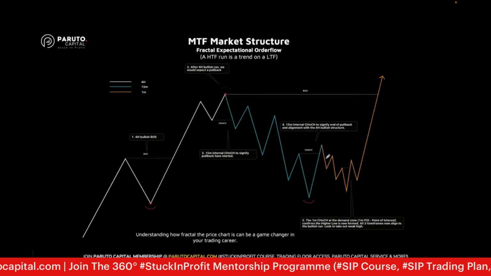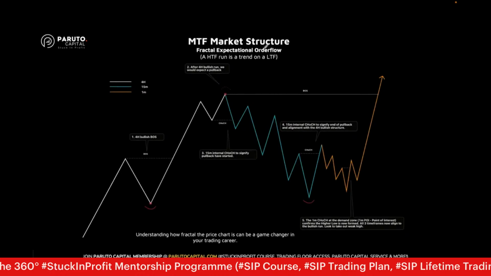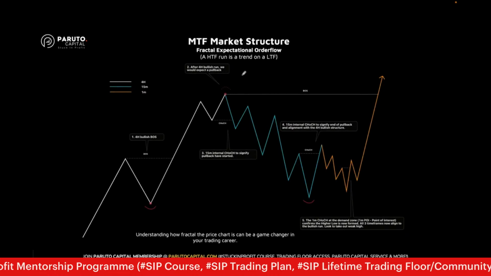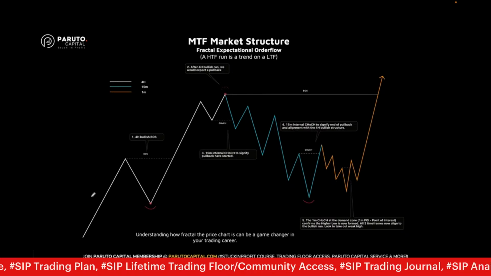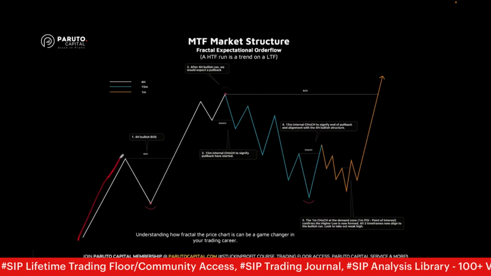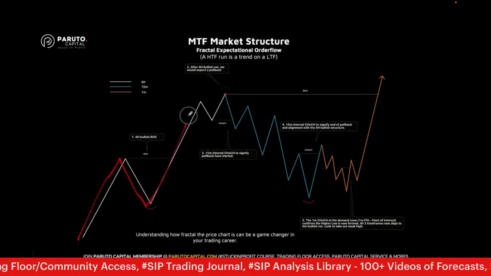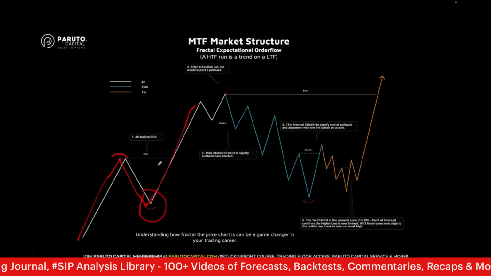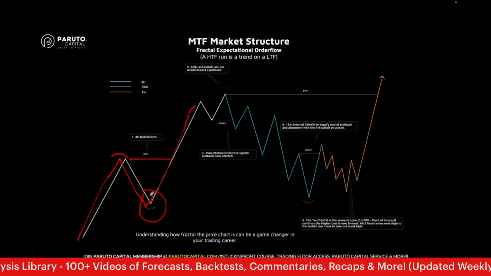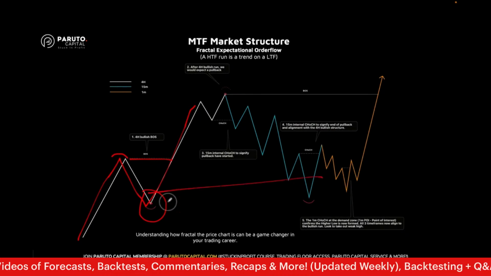All right, so look at this example again. The fractal expectational order flow: a high time frame run is a trend on a lower time frame. I have emphasized it severally. So you see this move here on the 4-hour, and then a pullback, right, and then a move here. This becomes a strong low. This becomes a weak high because of this break of structure. So we know that this zone is going to be protected, right?